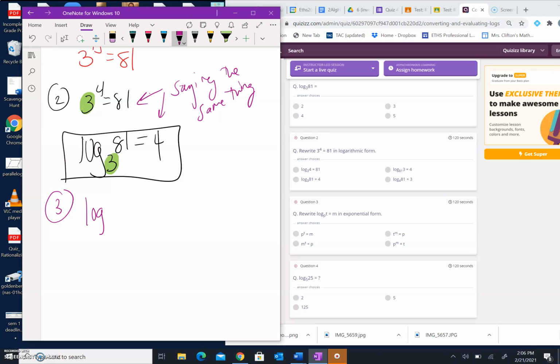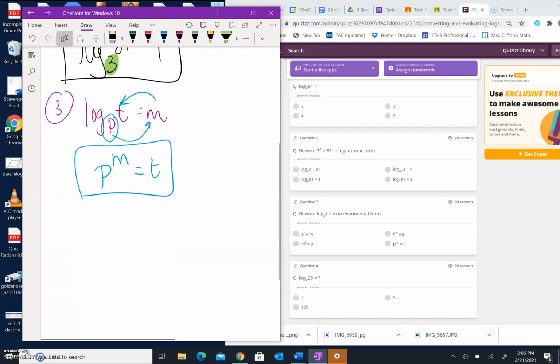Next, rewrite log base p of t equals m in exponential form. To go from log to exponential, we take our base and do our circle method. So p to the m power is equal to t. This is really about getting you comfortable writing in both forms. Remember, these are equivalent statements. We're just thinking about it in a different way.